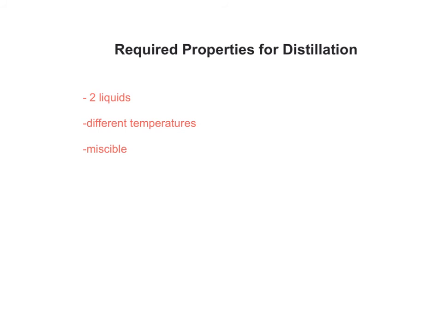To conclude this presentation, the required properties for distillation would be that there are at least two liquids, that the liquids have different boiling temperatures, at least 30 to 40 degrees different from each other, and that both liquids be miscible with each other.